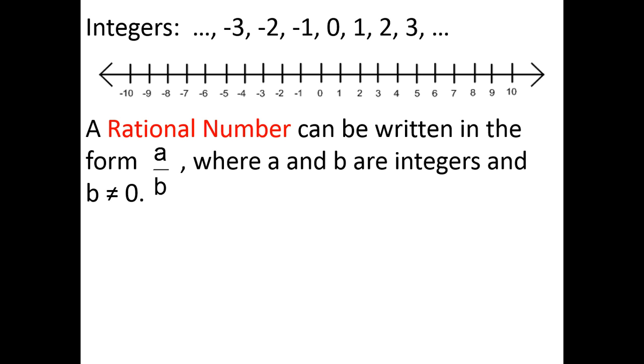The definition of a rational number is that it's a number that can be written in the form a over b, where a and b are integers and b is not equal to 0. 2/3 is an example of a rational number. 2 is an integer and 3 is an integer.